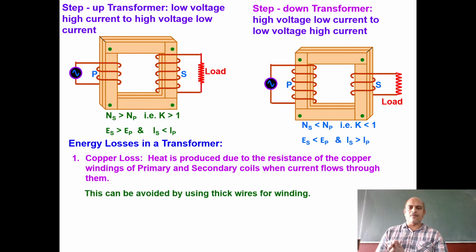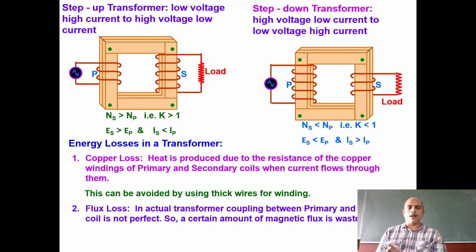We take copper winding here. We always suggest that we must purchase a motor with copper winding because copper offers less resistance, but there is a large number of turns of very fine wire, so there must be resistance creating heat loss, also known as copper loss. We can avoid this loss by using thick wire for winding, but only up to a limit. We cannot increase the thickness beyond a range.